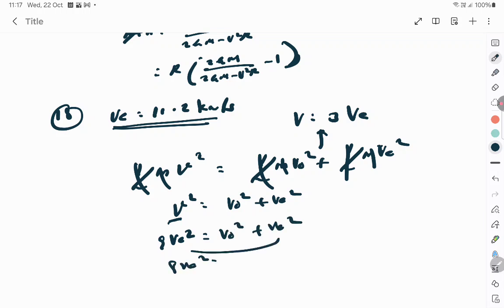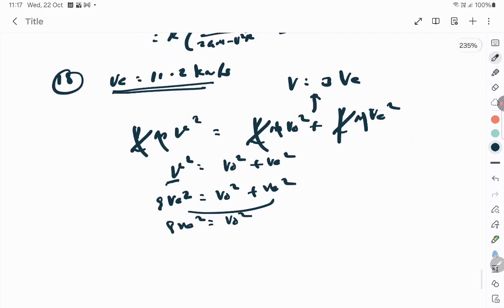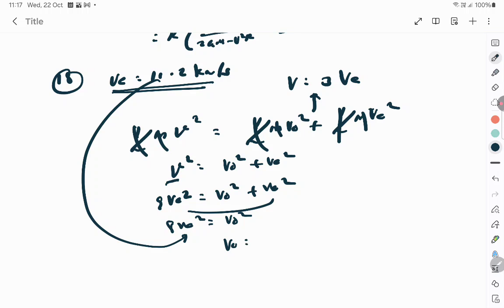Taking that side, 8 ve square is equal to v0 square. And we know what is ve from here. So then v0 therefore is 2 root 2 into ve, and 2 root 2 into 11.2 km per second. So you'll get the orbital velocity. So what is the speed of the body far away from the Earth? Let v0 be the velocity of the projectile after escaping gravitational pull.